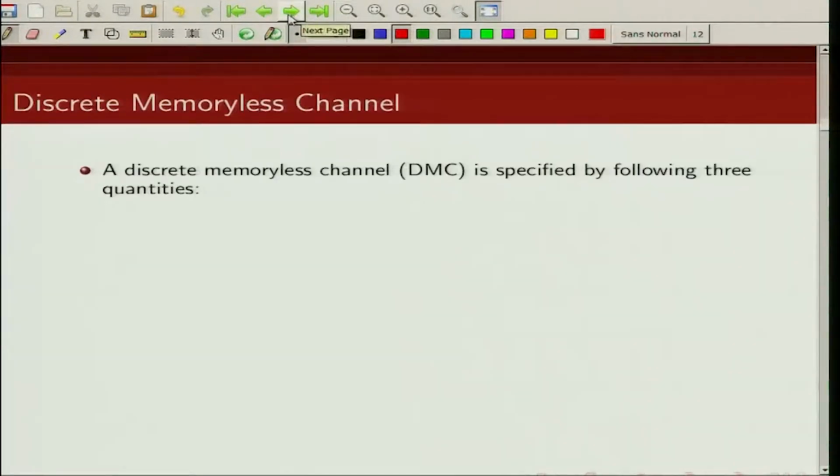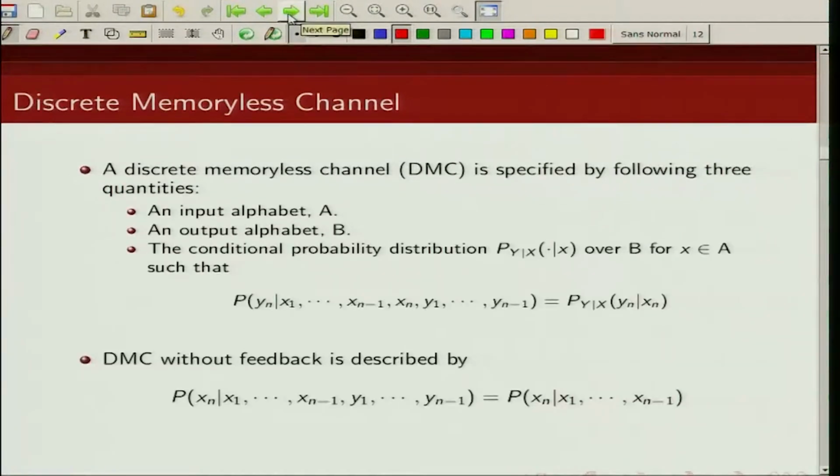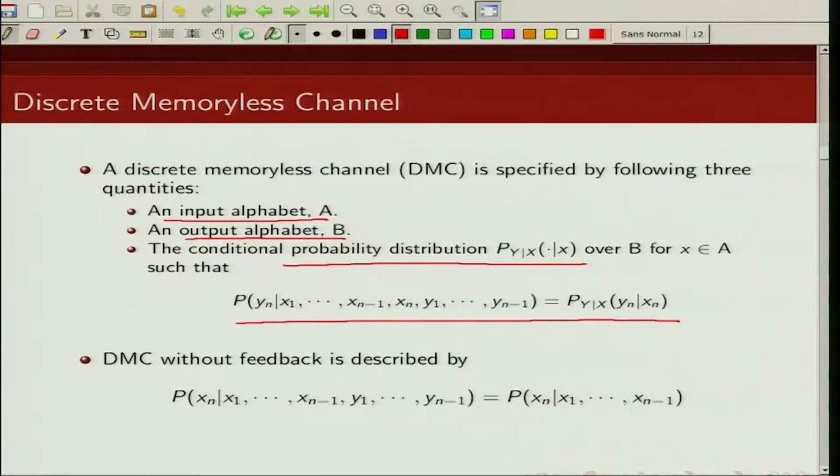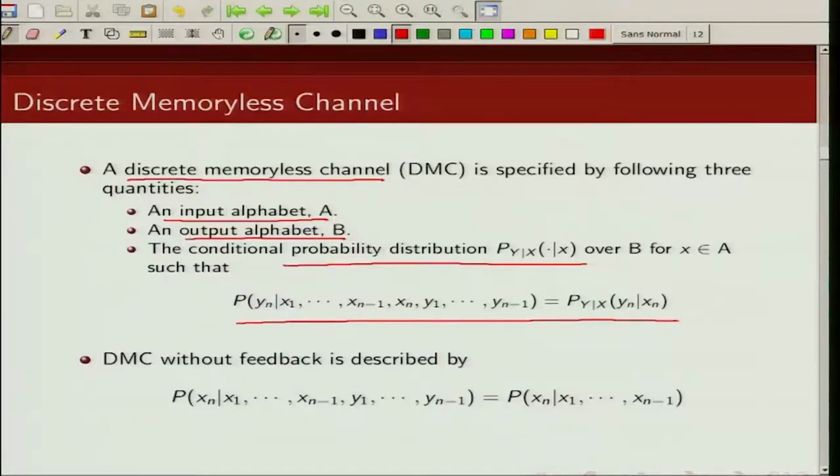So a discrete memoryless channel is specified by these quantities. One is input alphabet, which we are denoting by A, output alphabet B, and the conditional probability distribution over B for each x. So we need to describe our input, we need to describe our output, and we need to describe the conditional distribution of y given x for a discrete memoryless channel.